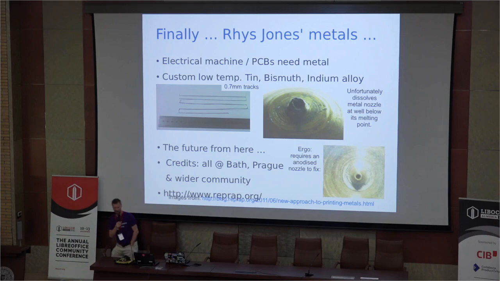This was the great white hope 10 years ago, but it turns out that the insoluble problem for printing metal is that if you have a molten metal and you run it through a very small nozzle, which is what you need to make a wire, it melts the nozzle. Even though the nozzle is like titanium coated and has in theory a very high melting point, just squeezing low temperature alloys like this tin bismuth indium through it, at pressure, is enough to dissolve your nozzle, which kind of sucks.